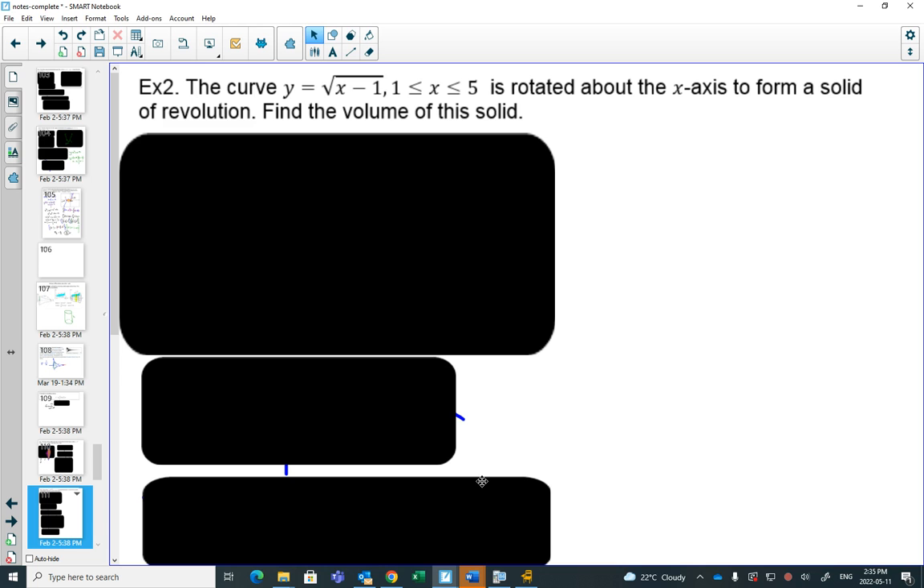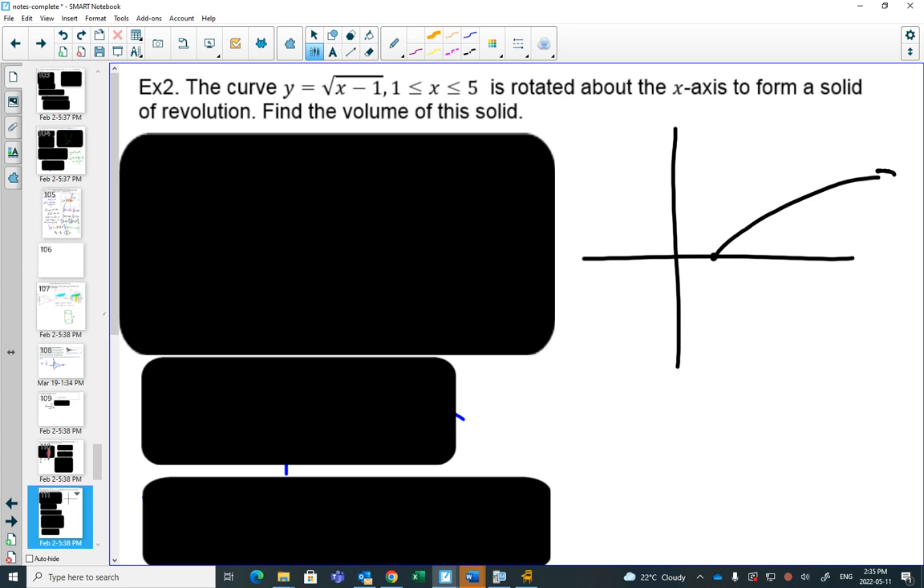So again, we'll practice drawing together. So first of all, you need to know how to draw the square root of x minus 1. That's your square root graph, shifted 1 to the right. Looks like this. We're going to look at it from 1 to 5. So you could plot on here, if you plugged in 5, you'd have the point 5, 2.